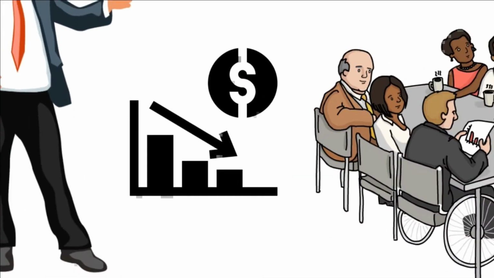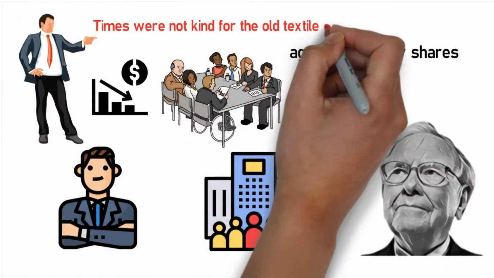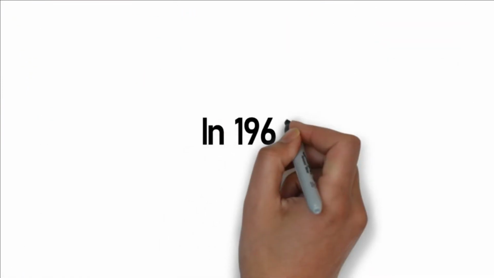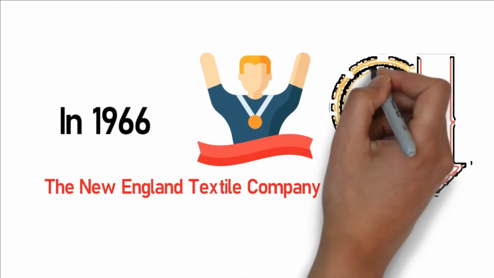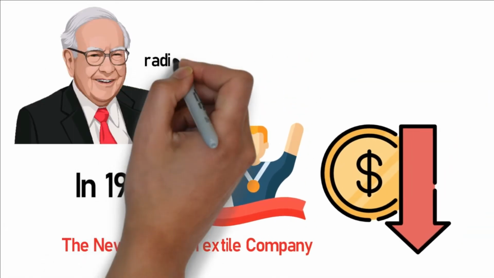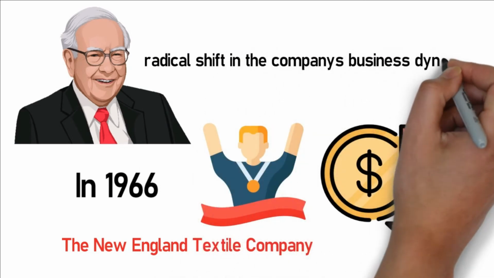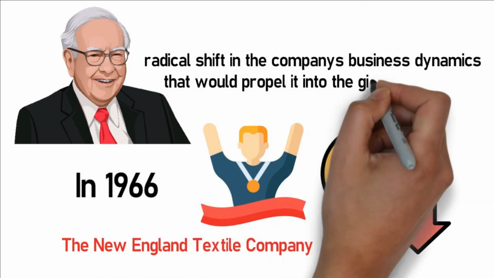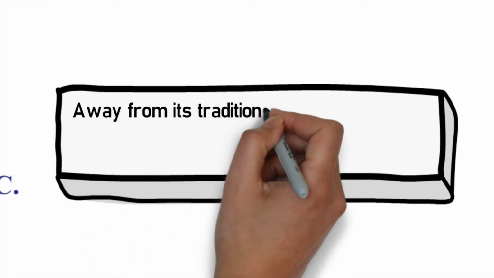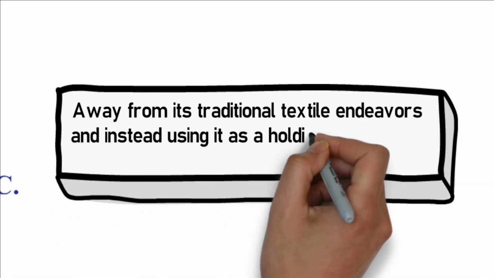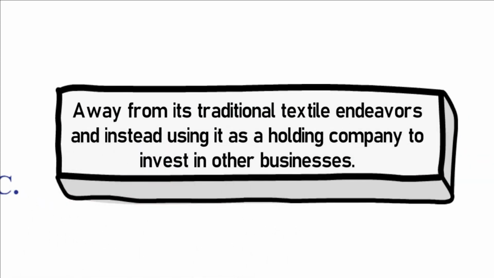But still, the business kept losing money. Times were not kind to the old textile giant. In 1966, it became obvious that the golden glory days of the New England Textile Company were over. And so Warren made a radical shift in the company's business dynamics that would propel it into the giant it is today. Buffett shifted Berkshire's focus gradually away from its traditional textile endeavors and instead used it as a holding company to invest in other businesses.